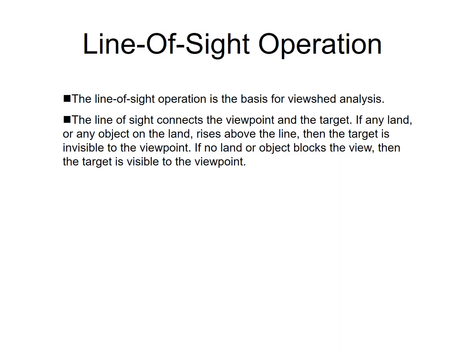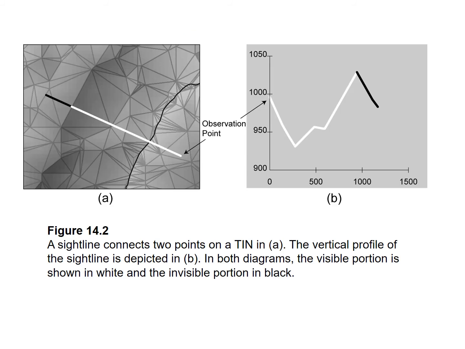Line of sight is a basic operation. It connects where you're at to everything else and looks for things that block it. If something can't be seen from another area because in that direct line of sight path there is land or space blocking that view, then that area is not identified. This is just more examples of how that would work, what that would look like.